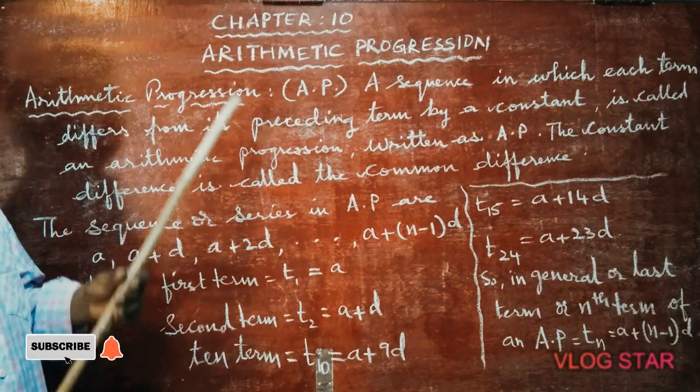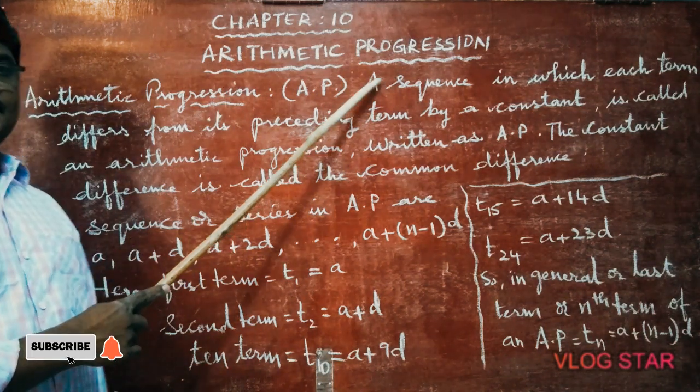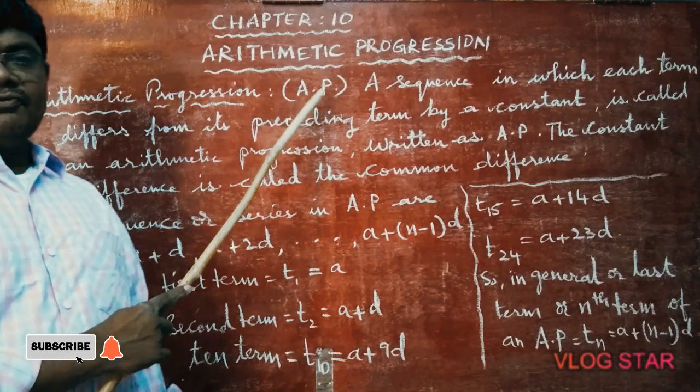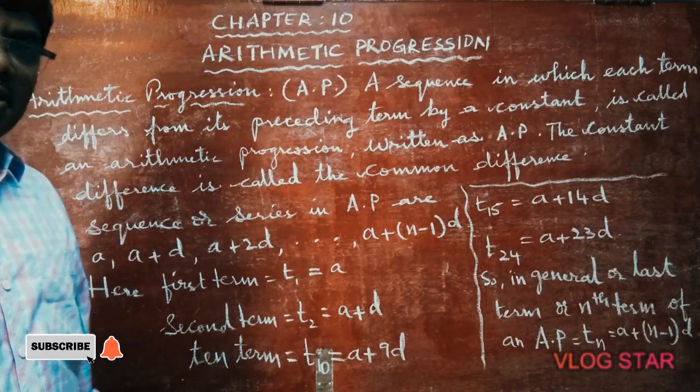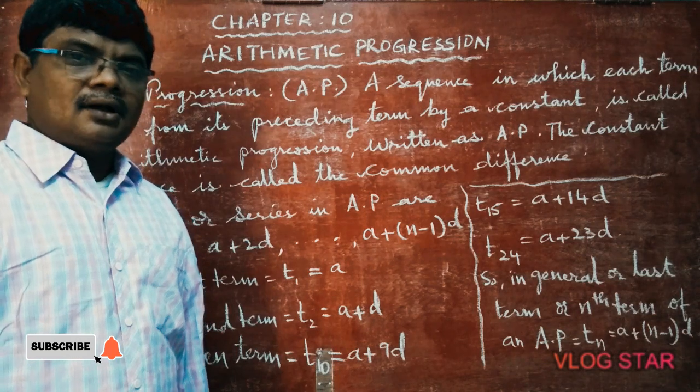Now I am going to start the chapter Arithmetic Progression. We can write in short form as AP. AP means what? Arithmetic Progression, not Andhra Pradesh.